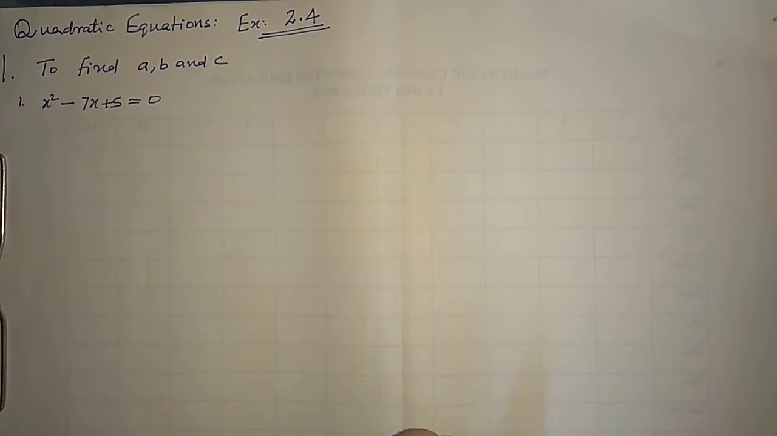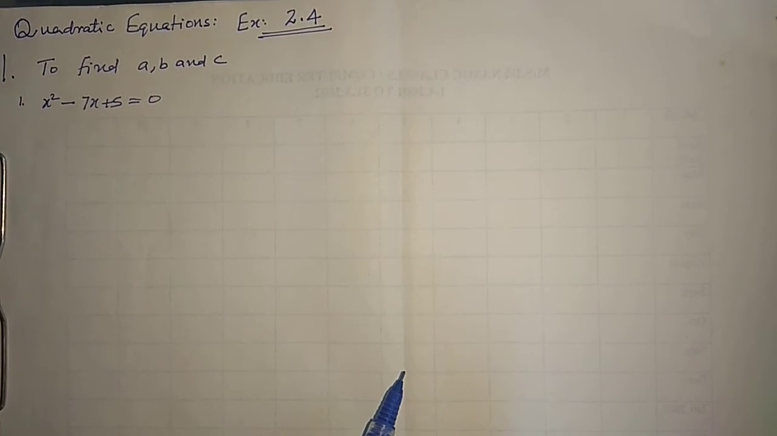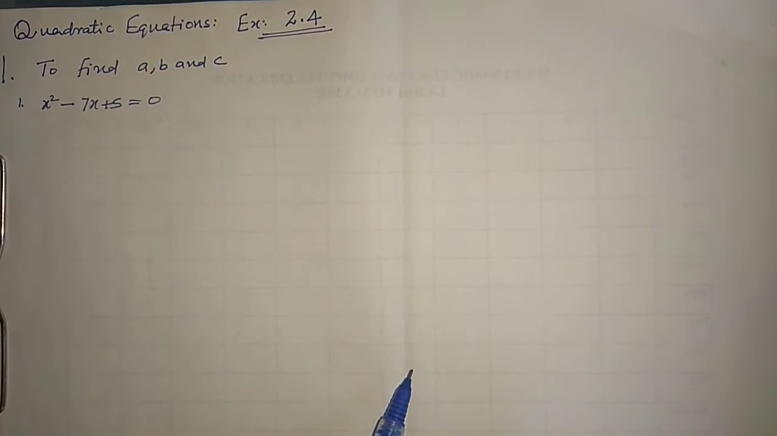Dear students, yesterday we derived the formula for finding solutions of quadratic equations. x is equal to minus b plus or minus root of b square minus 4ac, the whole quantity upon 2a. This is the formula we derived, and after that we went for the condition: sum of roots is minus b by a, product of roots is c by a.